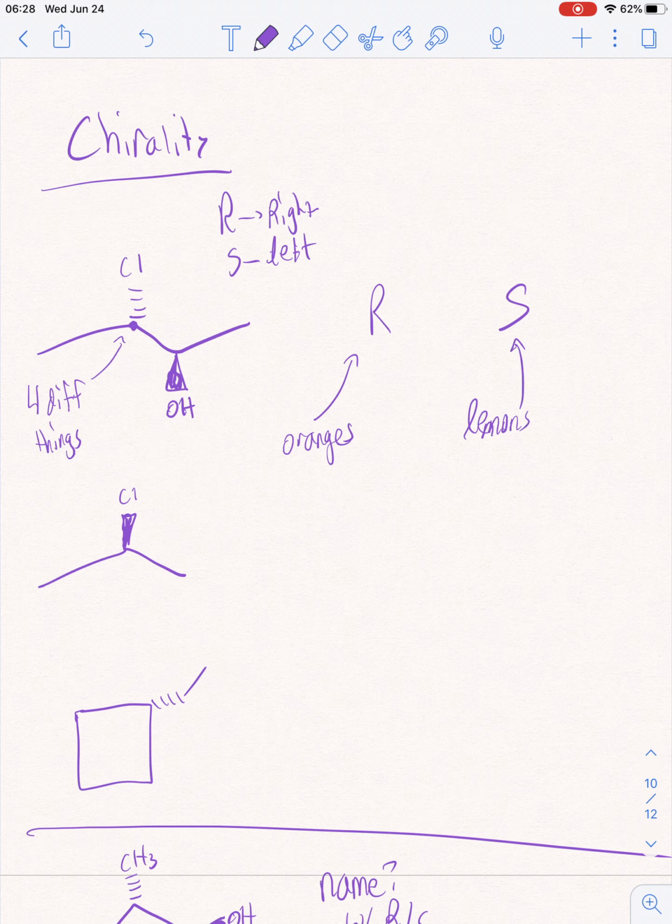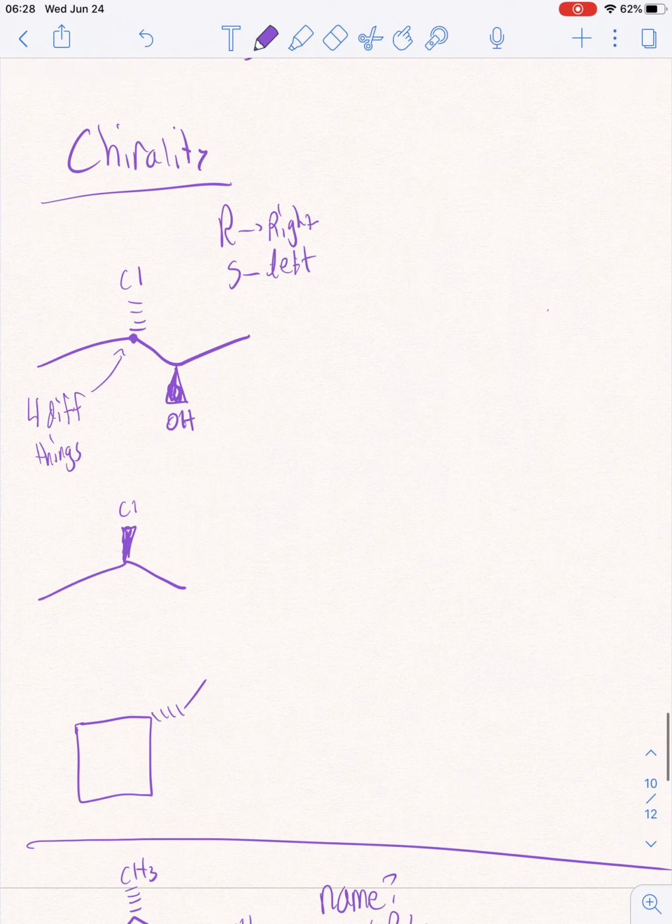So the R isomer of limonene gives oranges their smell. The S isomer gives lemons their smell. So this is why chirality is important. It's important for a lot of different things. It shows up in nature a lot. It's important in drug research and a bunch of stuff. So this is why we're covering it.